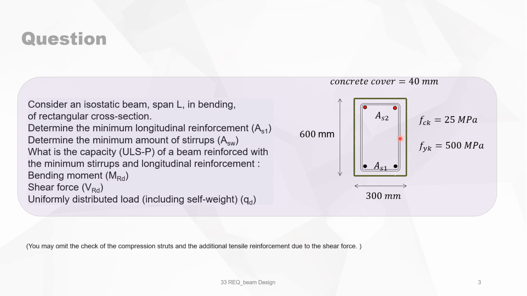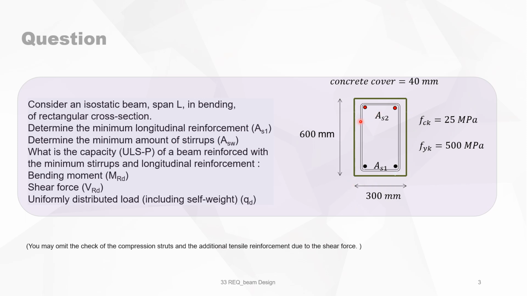What is the capacity in ULS of a beam reinforced with the minimum stirrups and longitudinal reinforcement? The minimum longitudinal reinforcement and the minimum stirrups. Calculate the bending moment, the shear force, and the uniformly distributed load, including self-weight.